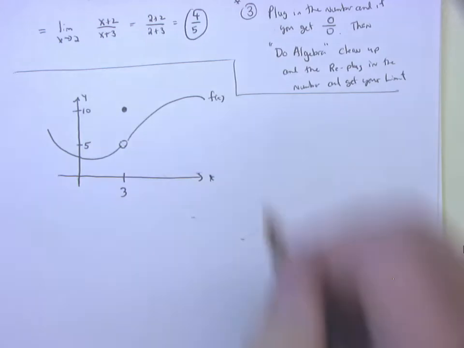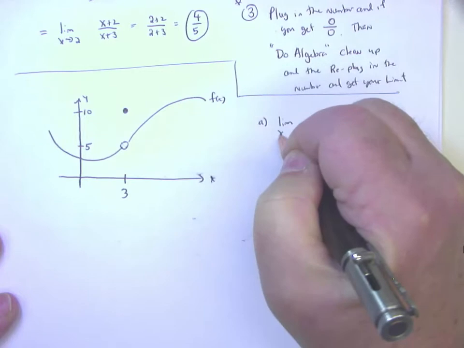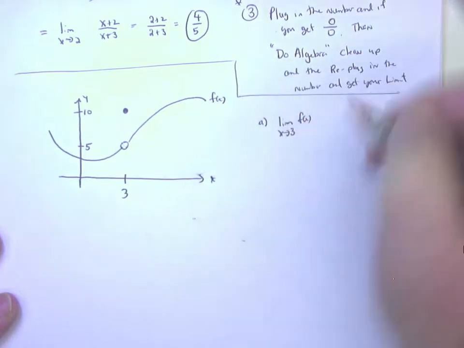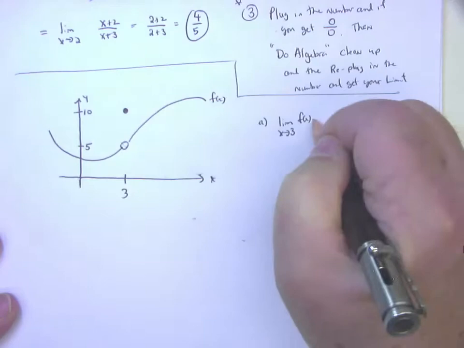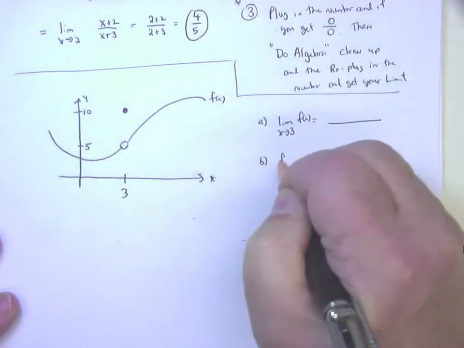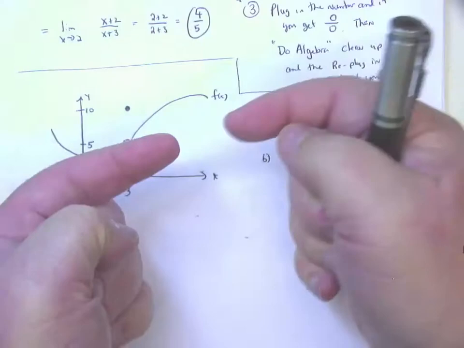Based on this graph, question A, what is the limit as x approaches 3 of this f of x function? Fill in the blank. And then, part B, what is f of 3 equal to? Okay? The definition of a limit. I went through this with you guys last time, and the time before that. The definition of limit is this stuff here.